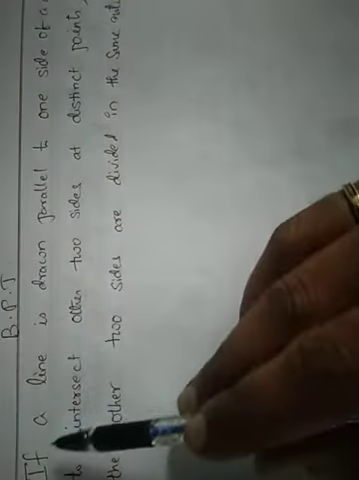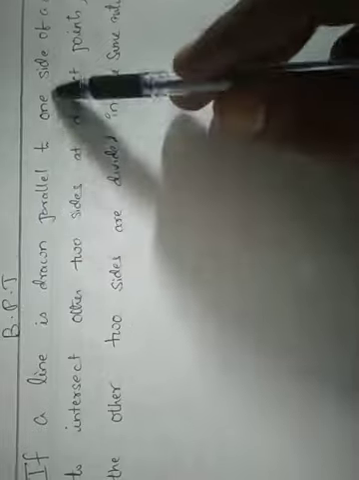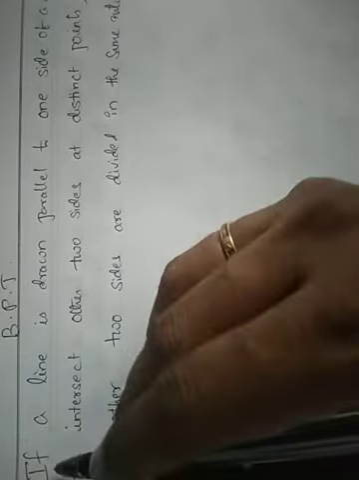Come on student, let's solve this basic proportionality theorem. If a line is drawn parallel to one side of a triangle to intersect the other two sides at distinct points, then the other two sides are divided in the same ratio. Let's divide it piece by piece.